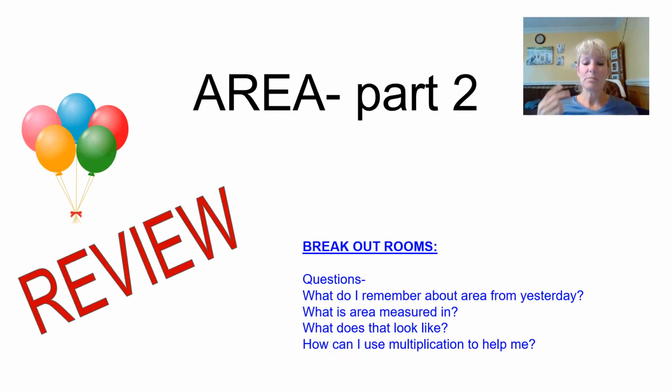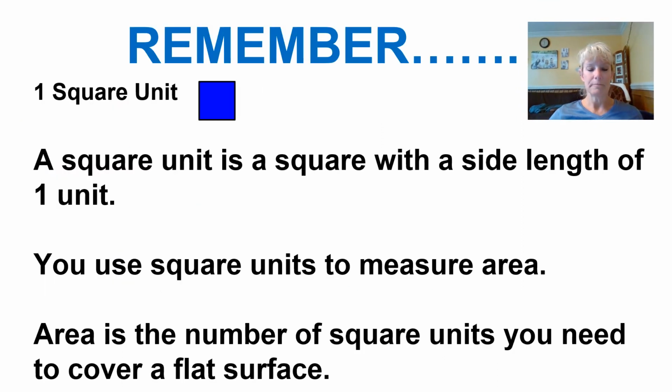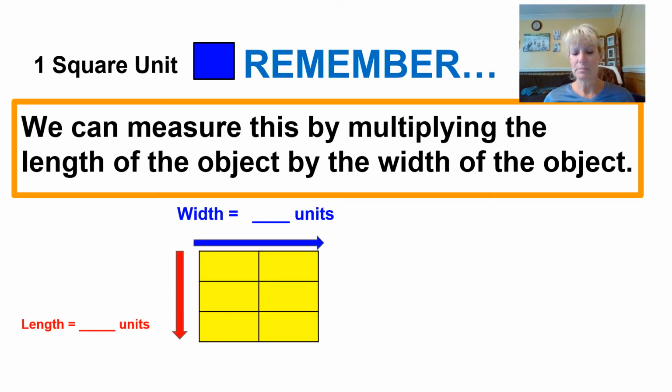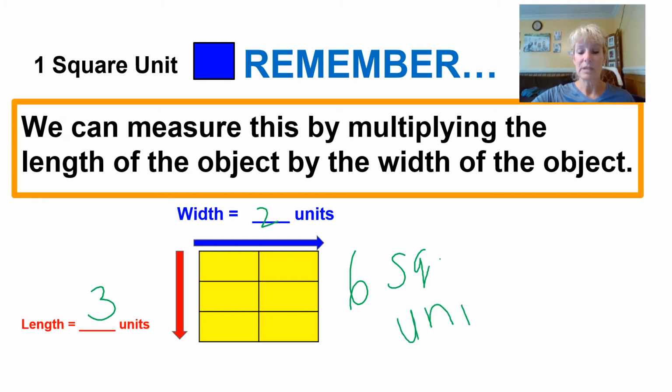All right, this is area part 2. So in Zoom meeting, we went into some breakout rooms and went over the questions below. So I'm going to go ahead and review some of area part 1 that we talked about. If you remember, we said that it is 1 square unit. It's in the shape of a square, and this is a length of 1 unit. The area is the number of square units that you need to cover a flat surface or a shape. If you remember our example from part 1, it's 3 units down and 2 units across, which is 6 square units, because area is measured in square units.